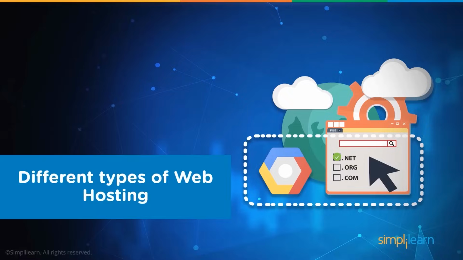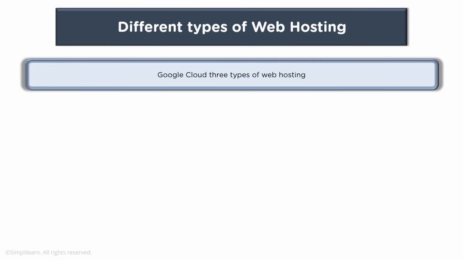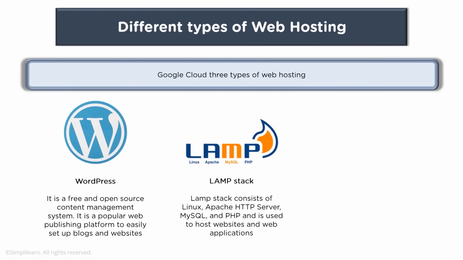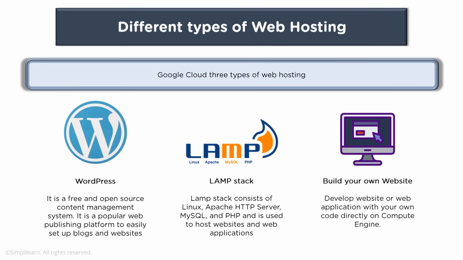When you talk about different types of web hosting, Google Cloud offers 3 types. You have WordPress, a free and open source content management system. You might have used it in the past or heard about it, where a lot of websites are being created. It is a popular web publishing platform to easily set up blogs and websites, and is used by organizations or even individual users for having their blogs, running their websites, or promoting their products. You have LAMP, which stands for Linux, Apache, MySQL, and PHP. The LAMP stack consists of Linux, Apache HTTP server, MySQL, and PHP, and is used to host websites and web applications. You also have the option of building your own website, so you can develop a website or web application with your own code directly on Compute Engine.